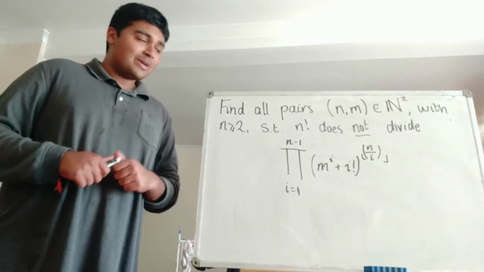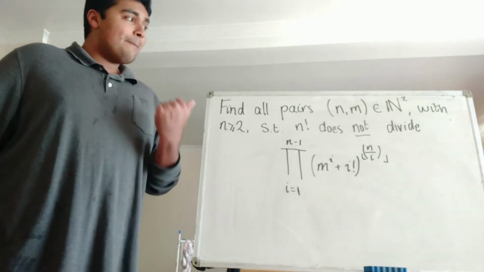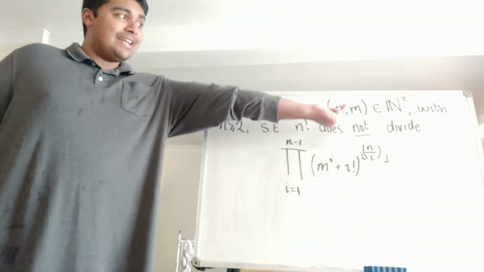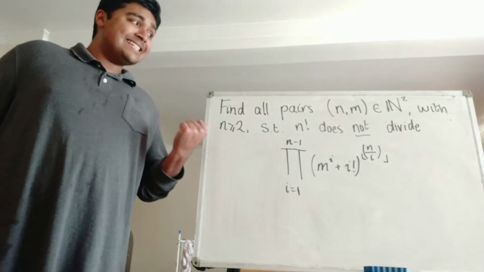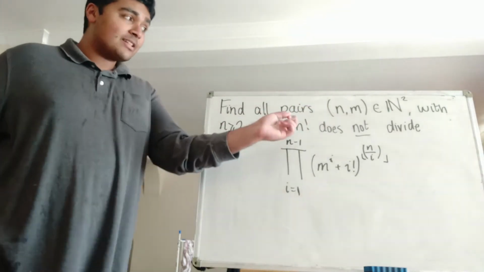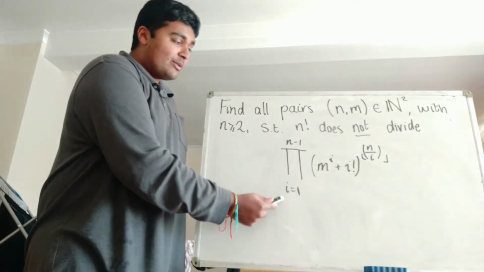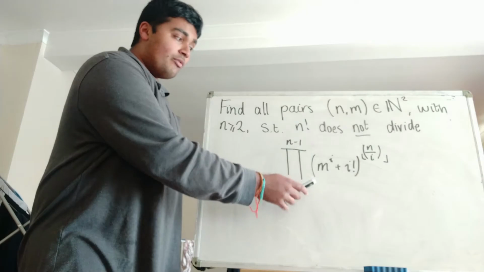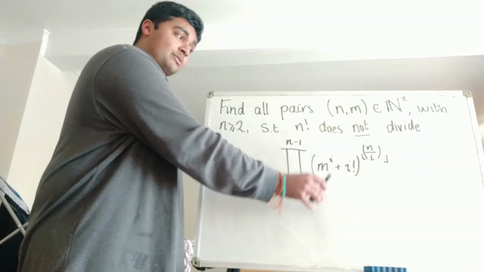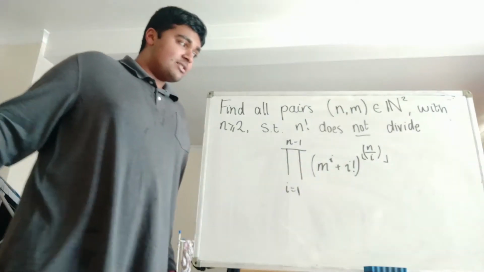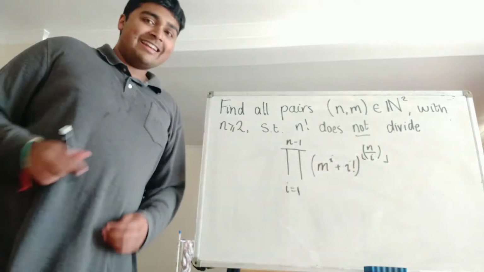Anyway, this is the problem we have today. We want to find all pairs of positive integers n and m, with n being at least 2, such that n factorial does not divide this guy here. So this is the product from i equals 1 to n minus 1 of (m to the i plus i factorial), in brackets, all raised to the floor of n divided by i.